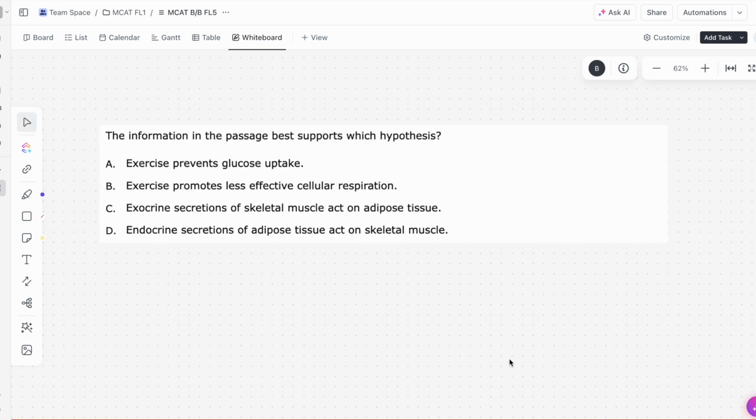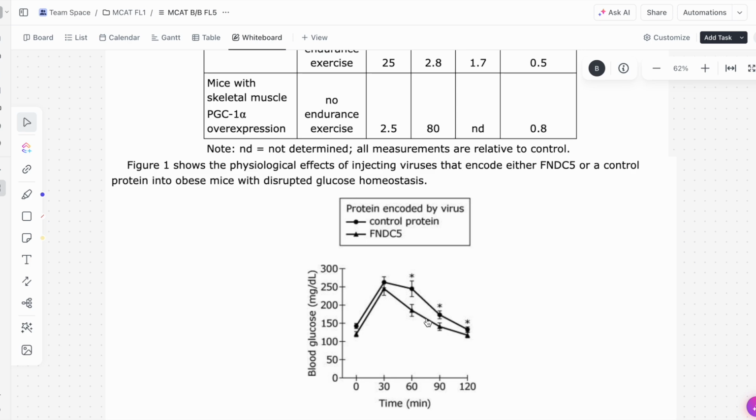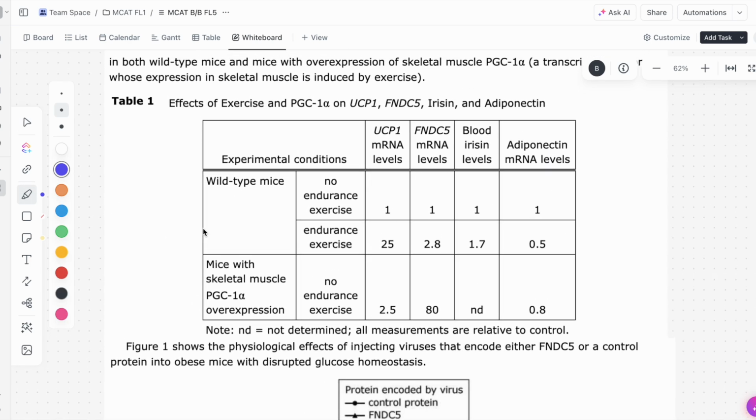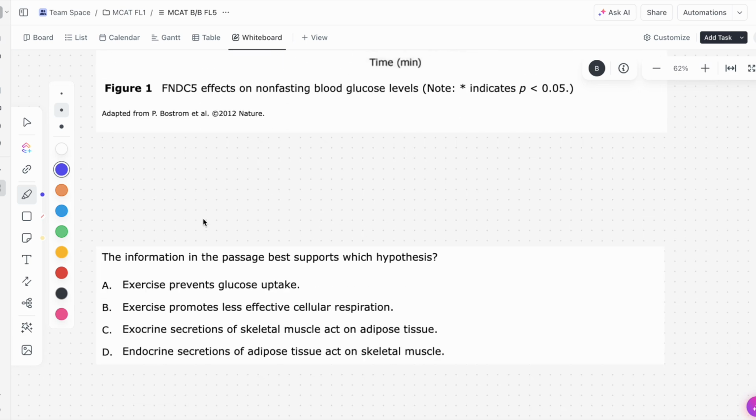So the next question, this is question number 38. It says the information in the passage best supports which hypothesis? So let's take a look at A. It says exercise prevents glucose uptake. And again, because my tablet is really non-existent right now, I'm going to try to do this through verbal explanation. I'm hoping that's still helpful.